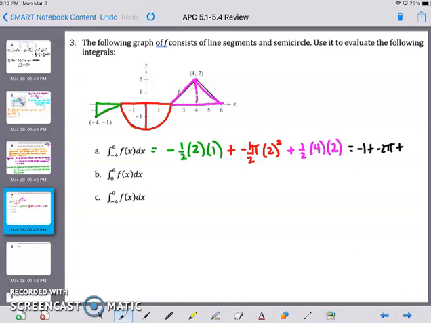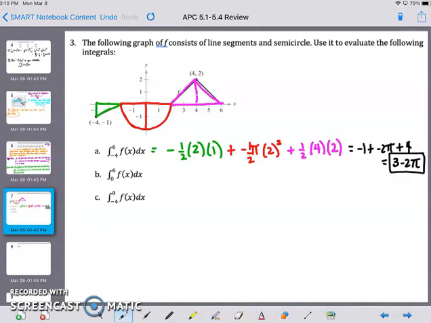And then finally the area of my triangle, 2 times 4 is 8, and half of 8 is 4. So for letter A, if I leave my answer in terms of pi, I can combine 4 and -1, and that's going to be 3, so just 3 minus 2 pi.